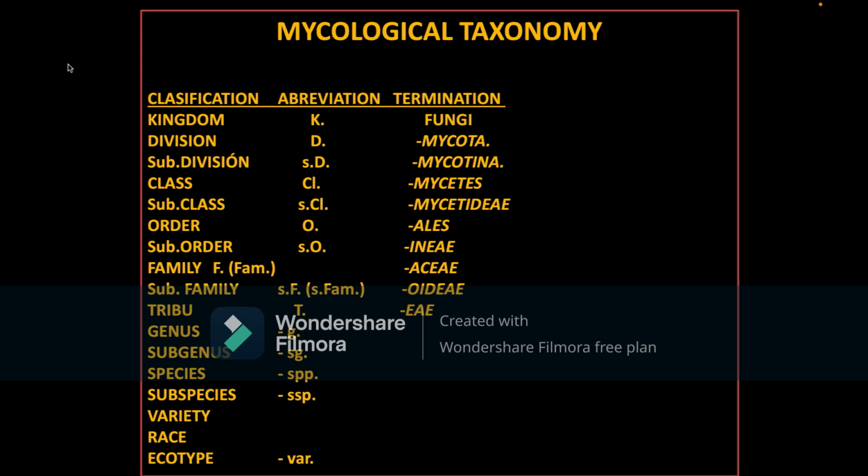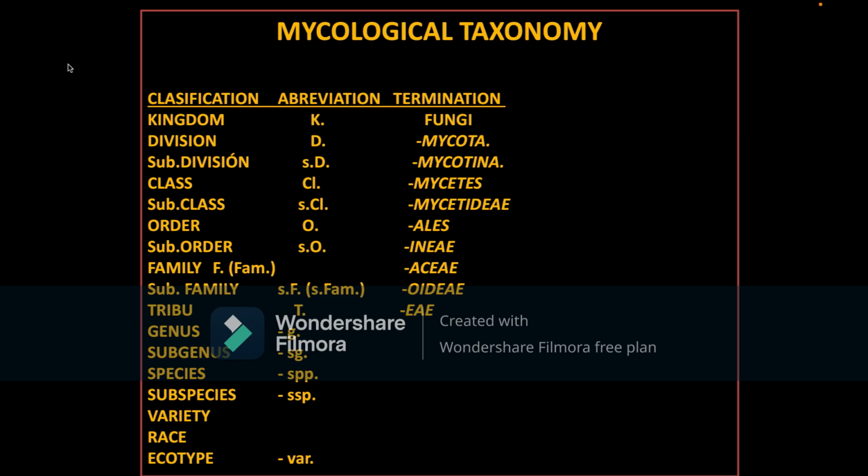The different hierarchy of mycological taxonomy are kingdom, division, subdivision, class, subclass, order, suborder, family, subfamily, tribe, genus, subgenus, species, subspecies, variety, race, and ecotype. And these are abbreviated serially as K, D, SD. S should be small letter, D should be capital, then CL for class, SCL for subclass, O for order, suborder SO, S should be capital, then subfamily SF, for tribe T, then genus G, small letter, subgenus sg, both should be in small letter, species spp., small letter, but after spp we should put a full stop. Subspecies should be abbreviated as ssp., and for variety we have to mention var. in abbreviated form.